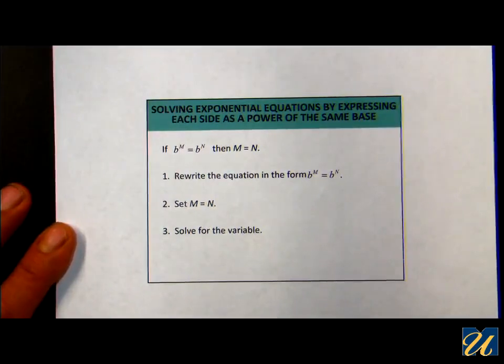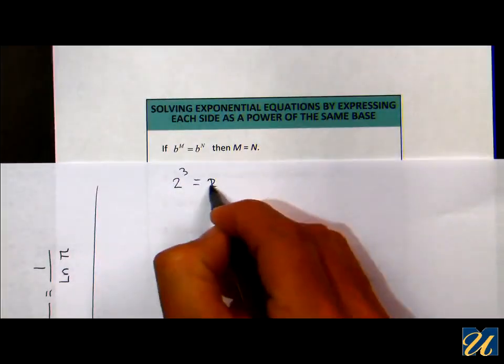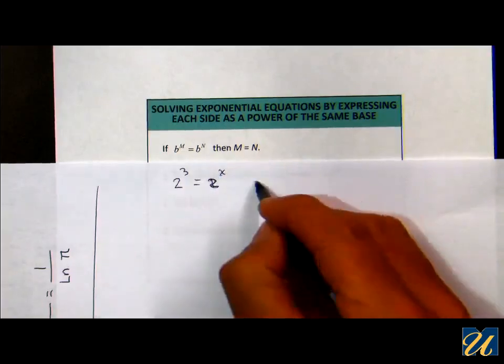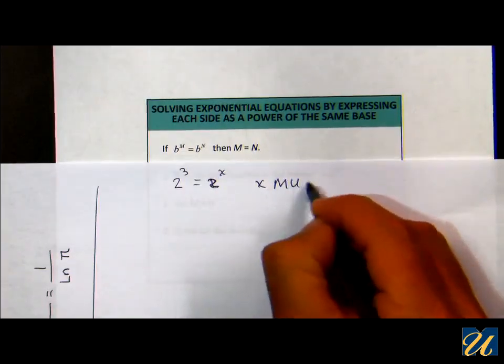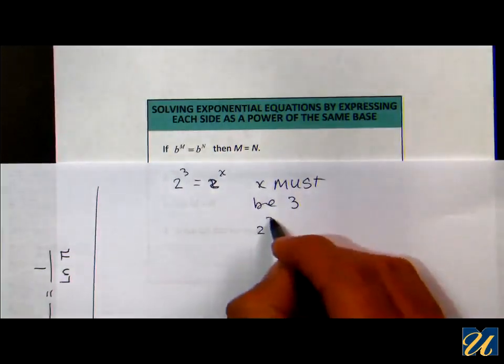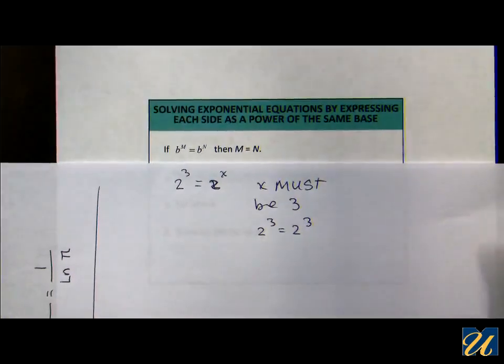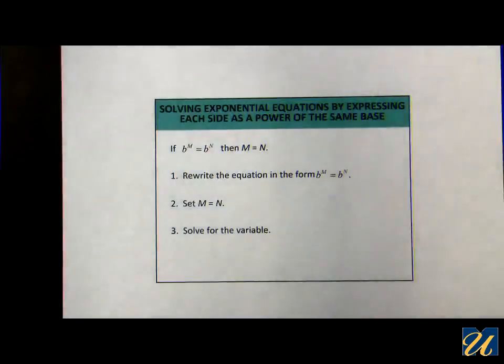Very quickly here, if 2 to the third power equals 2 to the x power, x must be 3, right? Because then you'd have equality. 2 to the third equals 2 to the third. There's no other way that we could have equality without x being 3. So it seems to be a statement of the obvious, and it is, but it actually provides insight into how to solve more complicated problems.